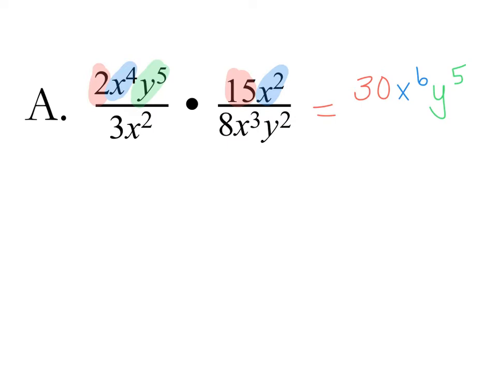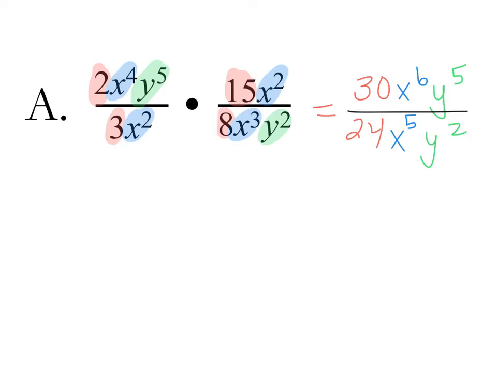Let's move down to the denominator. I'm going to multiply 3 times 8, and I'm going to get 24. Next, I'm going to multiply x squared times x to the 3rd. That will be x to the 5th. And then finally, I'm going to multiply y squared times 1. So I'm going to have y squared in my denominator. As you can see, I've color-coded things. That allows us to see what I can simplify.